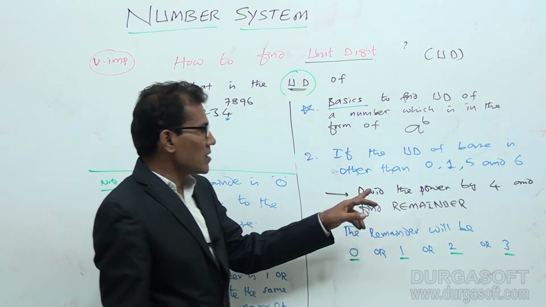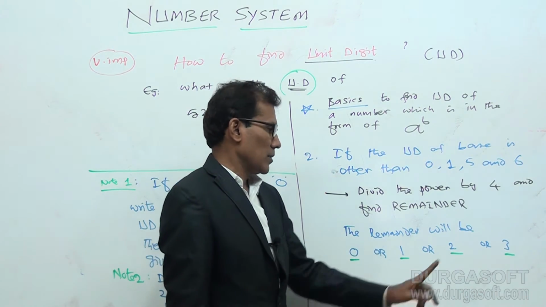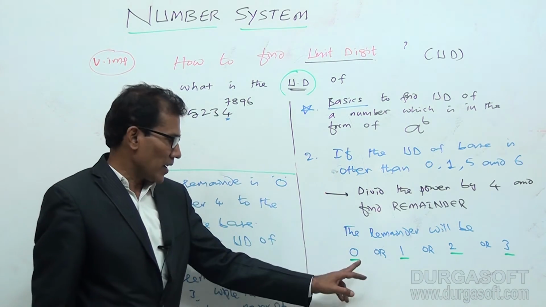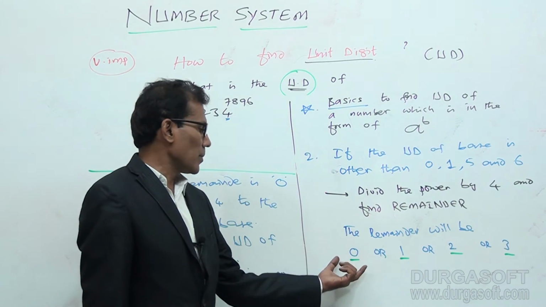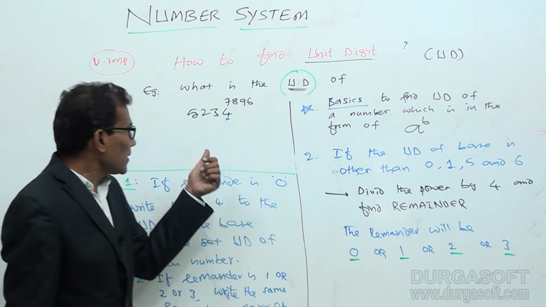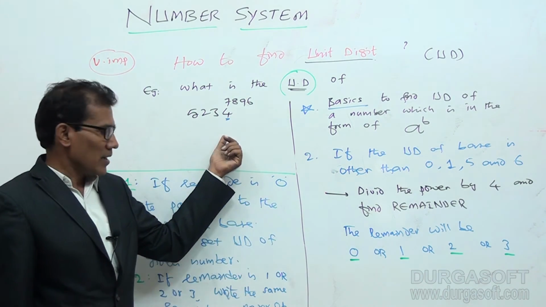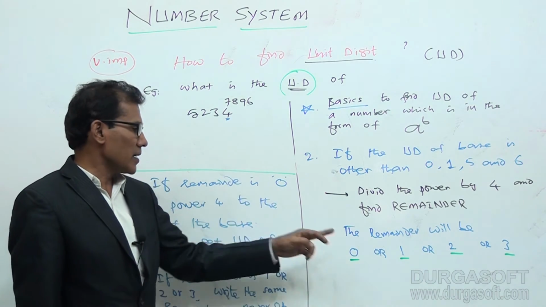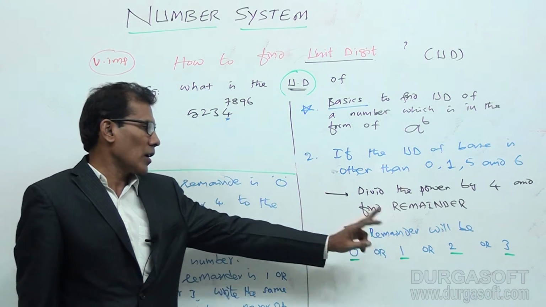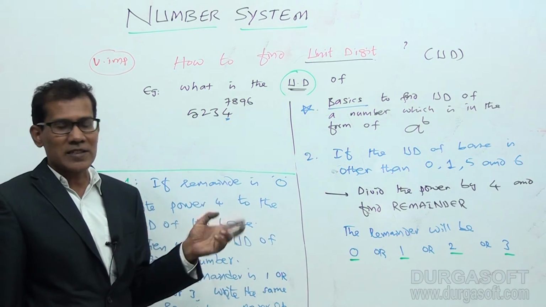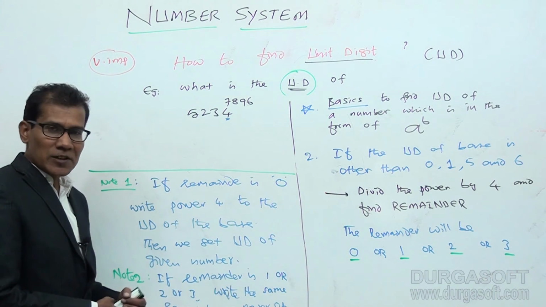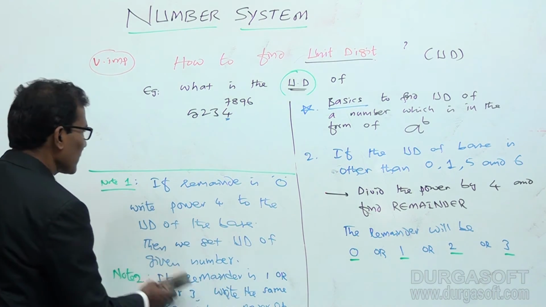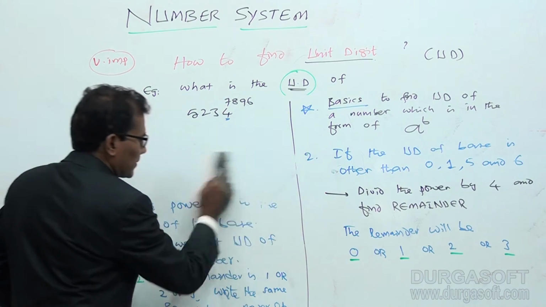To be the remainders, there are only 4 choices we have, that is 0 or 1 or 2 or 3. In case the remainder is 0, then take the unit digit of the base and write down the power 4. In case the remainder is 1 or 2 or 3, take the unit digit of the base and write down the same number as power, then we'll get the unit digit. Let us take a few questions based on this, then you can understand it better.